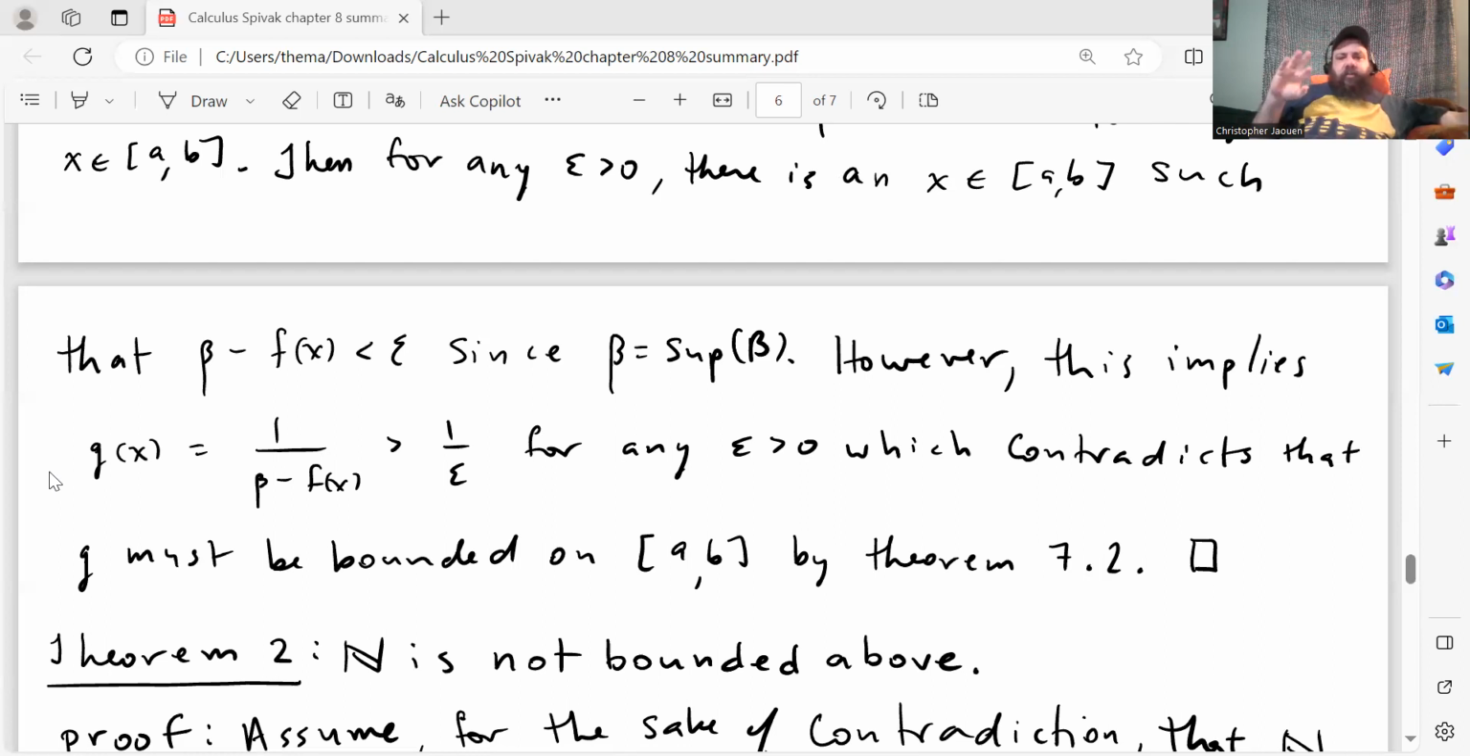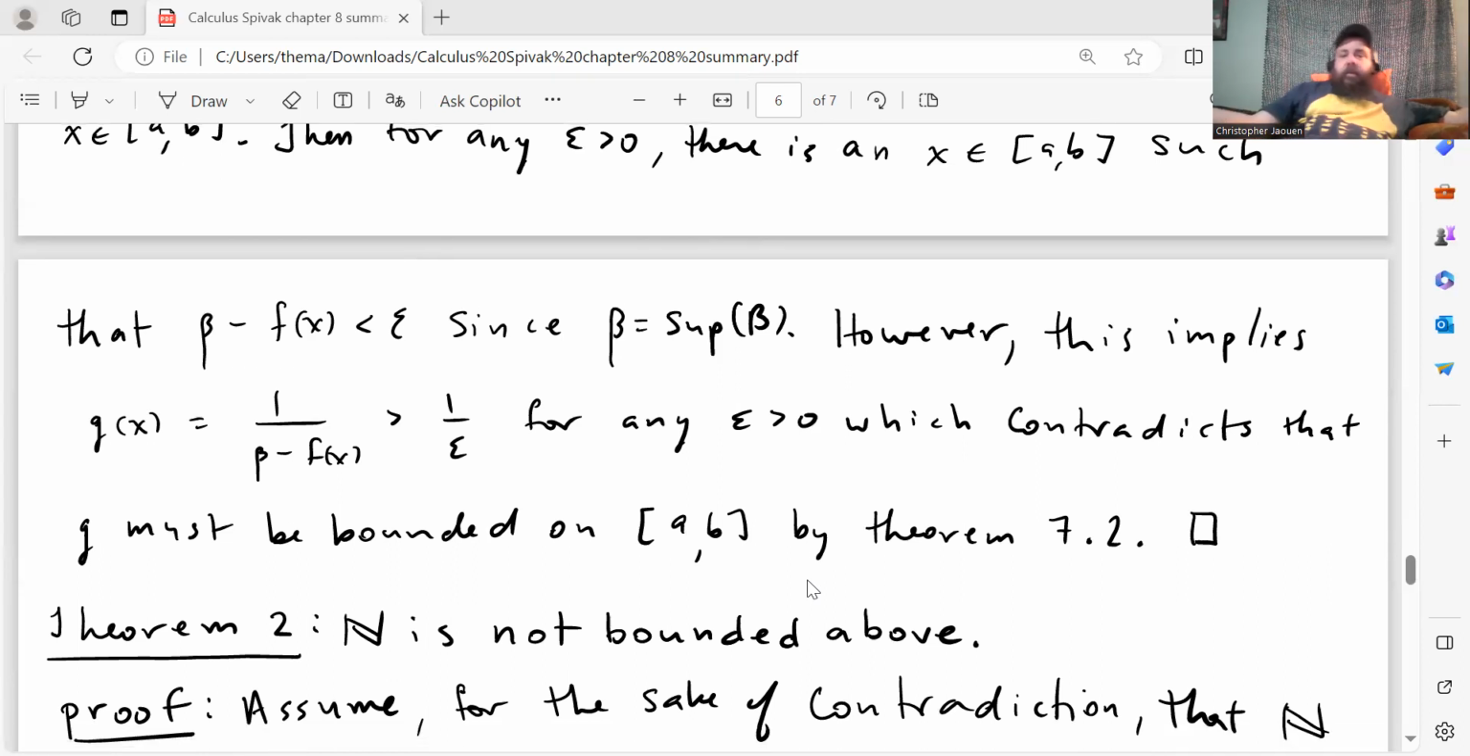Just be careful when you take reciprocals of inequalities, you have to switch the direction of the inequality, so that this follows from this inequality just by taking the reciprocal. Okay, so that inequality holds for any epsilon greater than 0, which contradicts the fact that g must be bounded on the closed interval from a to b by the theorem that we just proved before. So theorem 7.2. Okay, there we go. That's the 3 hard theorems from chapter 7.